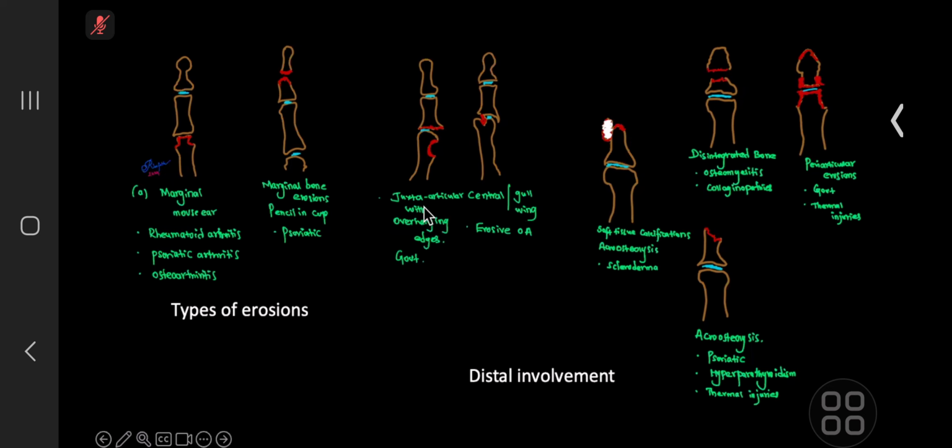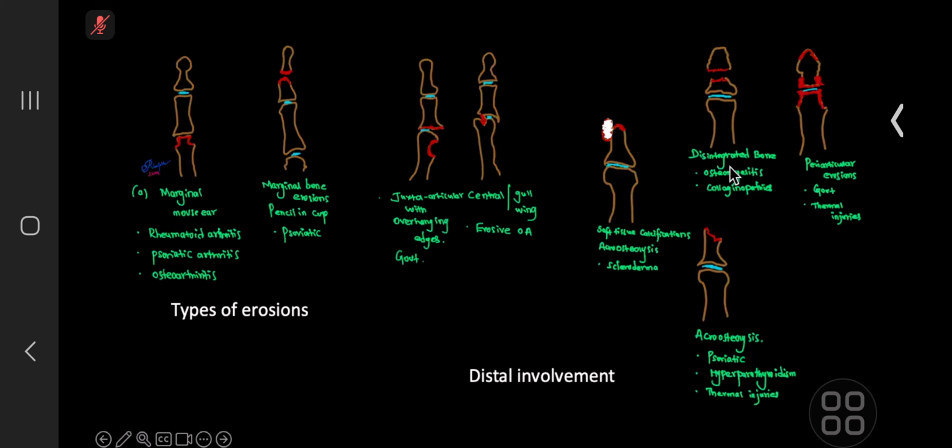So if there is a juxta-articular or central gull-wing kind of pattern, that central gull-wing indicates erosive osteoarthritis, and juxta-articular with soft tissue nodular swelling and atrophy, think of gout. And if you see any distal involvement, you can actually see large soft tissue calcification and acroosteolysis, then you think about scleroderma.